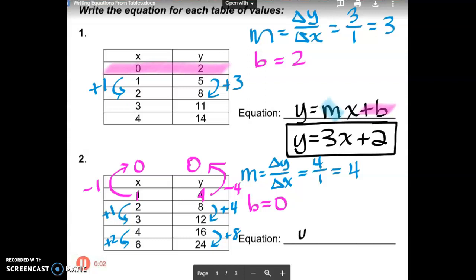The slope-intercept form of the line is y equals mx plus b. We found the slope of our line, and we found the y-intercept of our line. So this one's just going to be y equals 4x, and I don't need to write that plus 0.